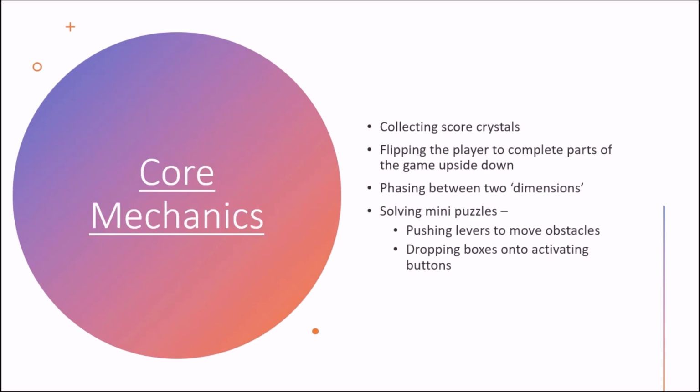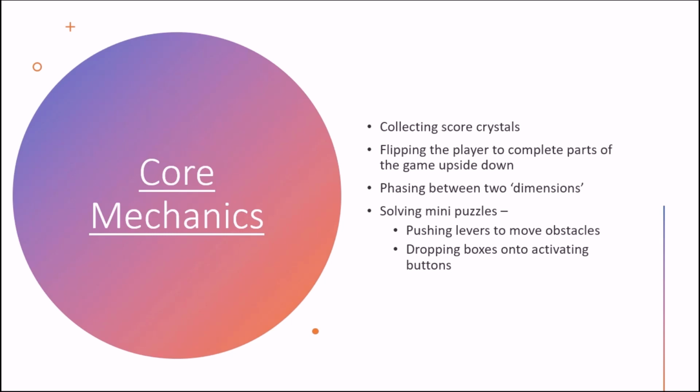So the core mechanics of this game are to collect score crystals around the map. A couple of them will be dotted around the level that the player can collect, but they're optional, just to give the player the chance that if they want to go and collect them, find ways to go and get these. Flipping the player to complete parts of the map upside down. So this will include perhaps flipping them and then they have to go and complete a puzzle, then they'll flip back around. Just kind of adds another element into the game.